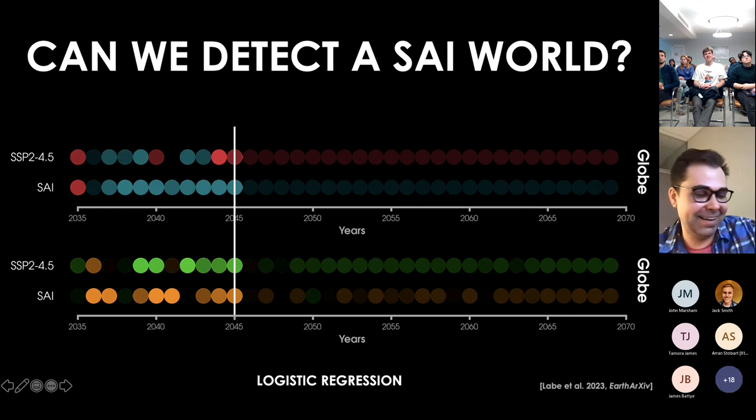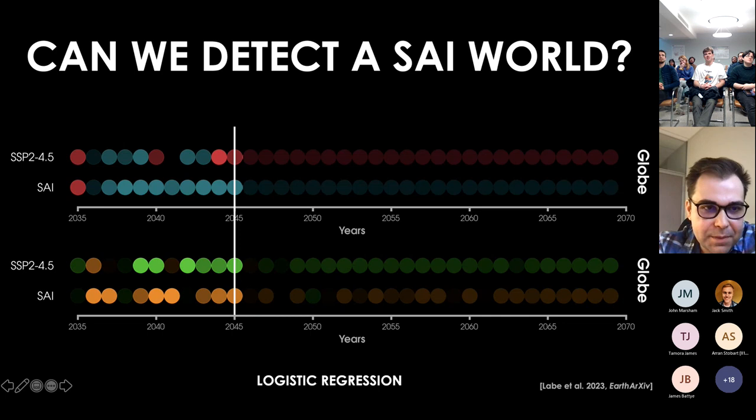You get a little cheaper. That's good. Keep going. That's SSP 245, and then another set of maps coming from the stratospheric aerosol injection.